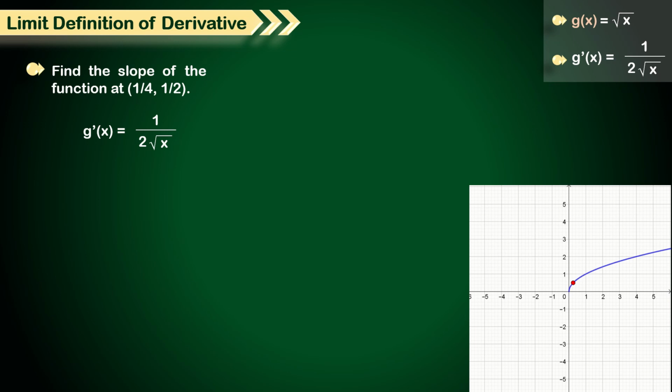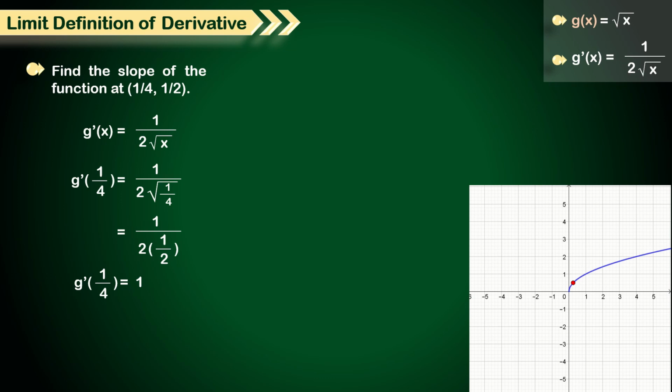G prime of 1/4 is equal to 1 over 2 multiplied by the square root of 1/4. Simplify. 1 over 2 multiplied by the square root of 1/4, which is 1/2. Simplify it further. The denominator will be 1. Thus, the slope of the function at 1/4 and 1/2 is 1.